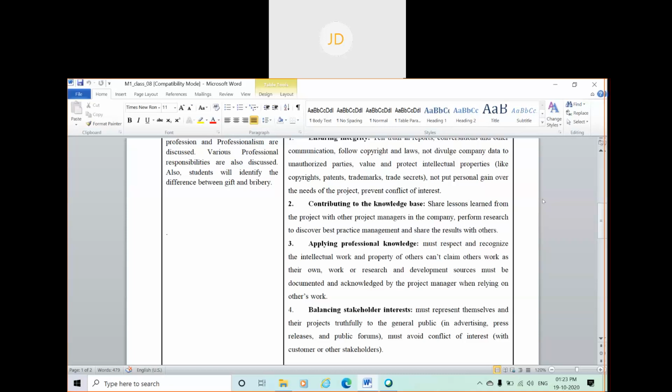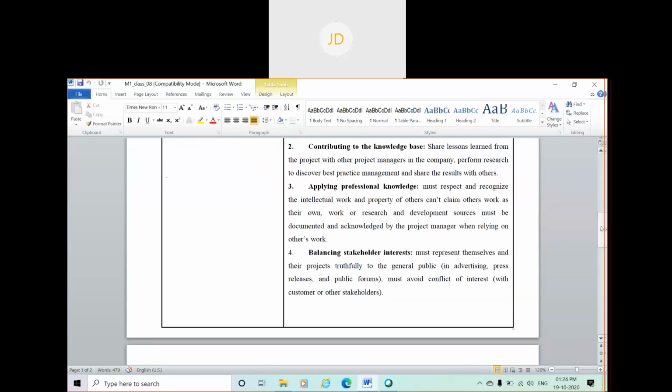And suppose in your work you need some help from other work, but that work is not yours. You can use that work, but only after taking permission, or in the report that you are going to prepare, you have to mention their acknowledgement. You have to acknowledge their work in your report if you are going to use their knowledge. That's called professional ethics, or professionalism. That means you must respect and recognize other intellectual property, like research or development sources, and give credit for their work.